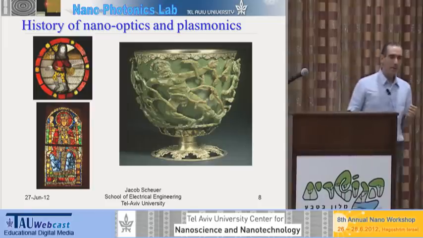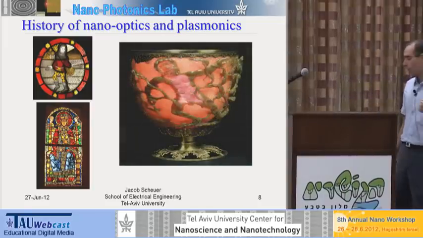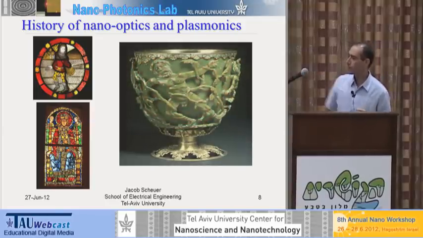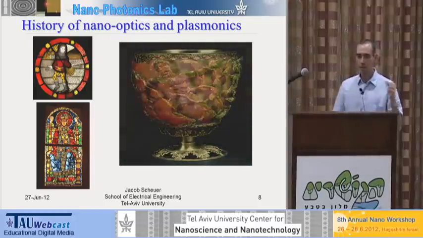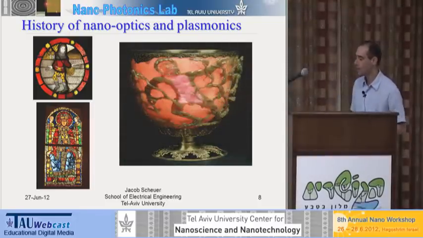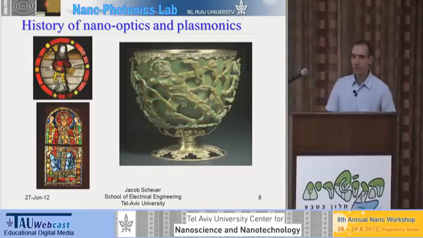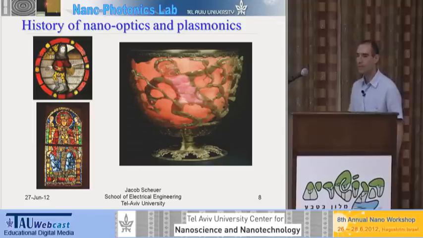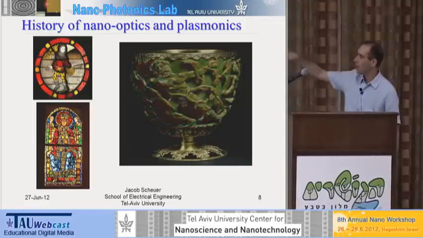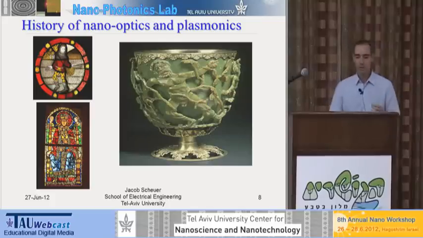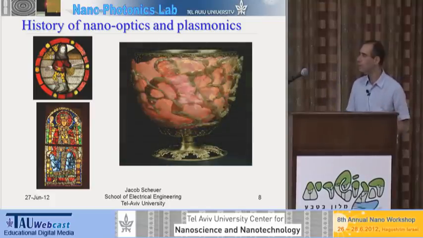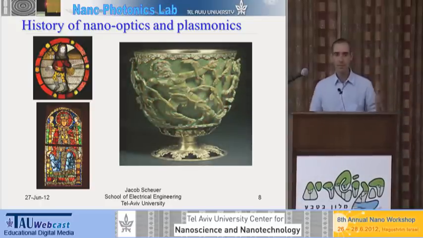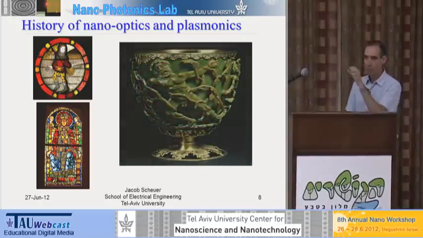So we like to think about nanophotonics as a very new type of research, but it has very old roots. Back in medieval times, people have been using gold or metal nanoparticles to stain glass and make these beautiful windows in cathedrals and churches. The most famous example is this cup from the 4th century AD. It's made of glass with a small amount of gold particles. When illuminated from the outside, it appears green, but when it is illuminated from the inside, it appears red. It has to do with the resonance frequency of these particles inside this cup.